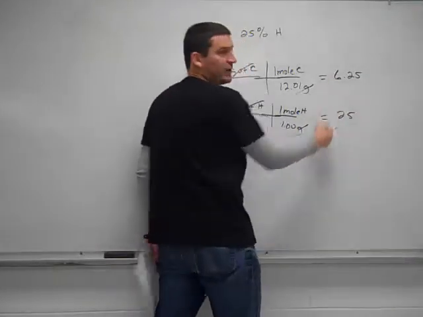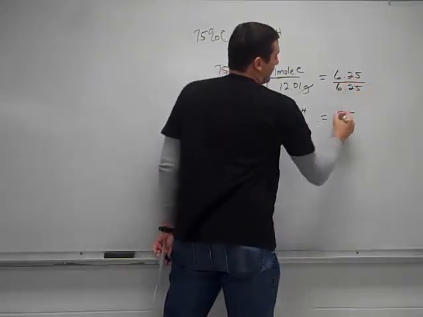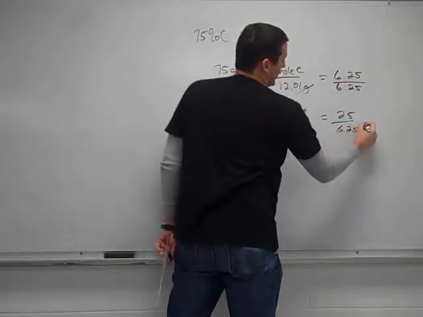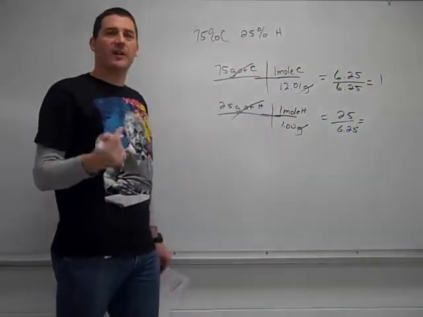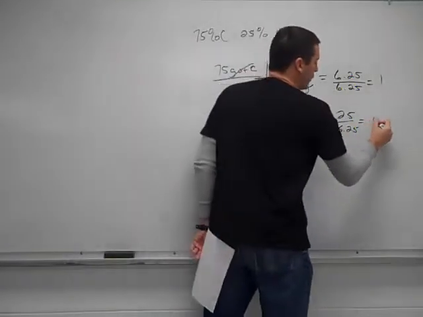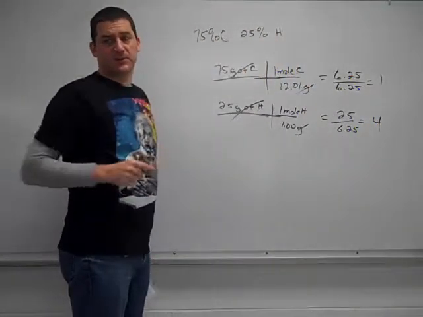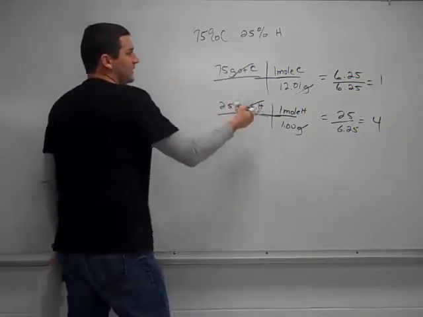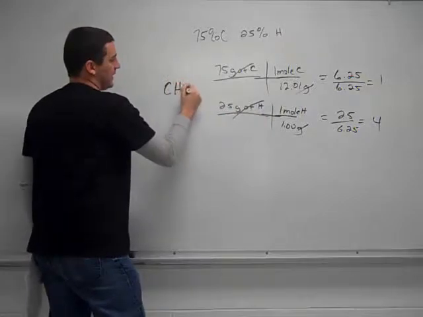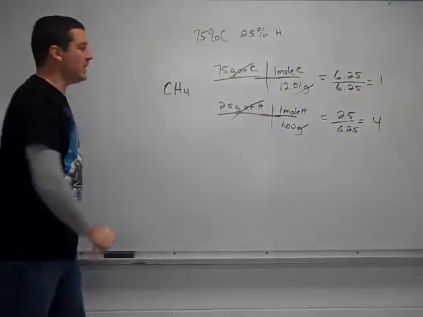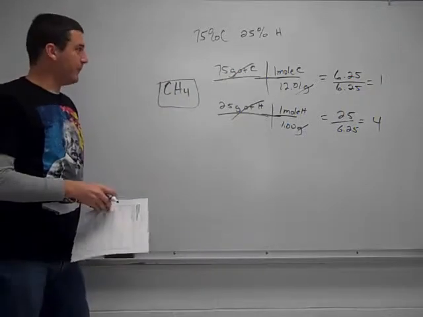So the smallest number here is 6.25. So we're going to do 6.25 divided by 6.25. That's going to give us 1 right there. Well, 25 divided by 6.25 is going to give us 4. So our empirical formula for this specific situation is going to be C is going to be 1 and H is going to be 4. So it's simply going to be CH4. That would be our answer. That is our empirical formula. We have methane there. Okay?